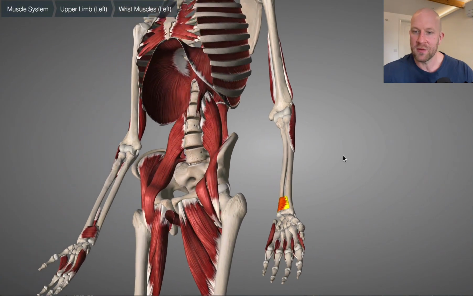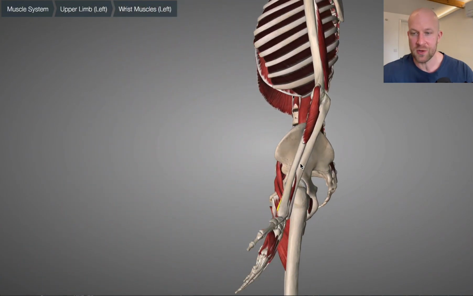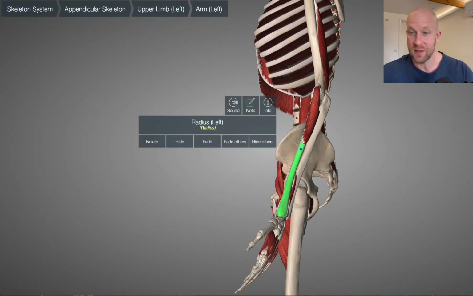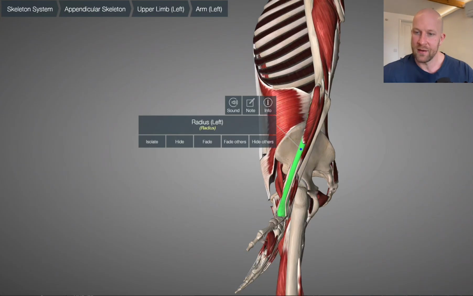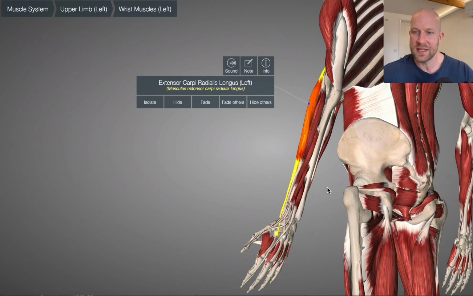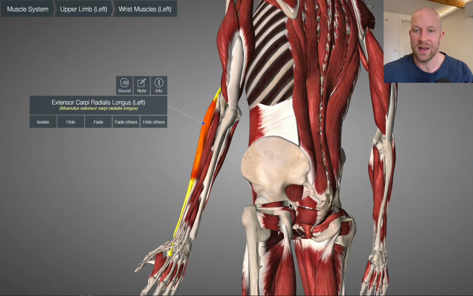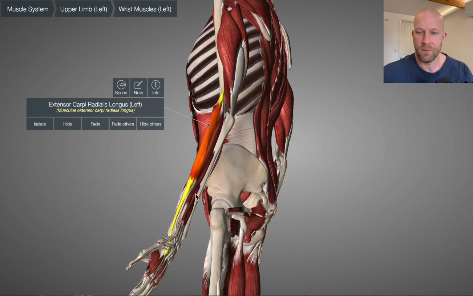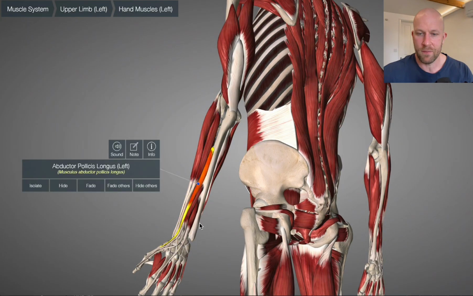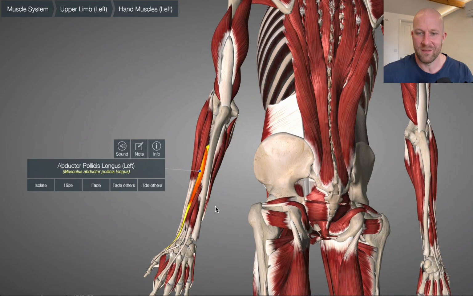So as we come round to, I guess you call it the lateral aspect, we call it the radial aspect. This is the radius here that inserts down into the thumb. And we've got some muscles that control the thumb. So we've got extensor carpi radialis longus. It's a wordy one, but everything is when you get down to this end of the arm. There's so much going on in here. Not going to pretend that I did that on purpose because I didn't.